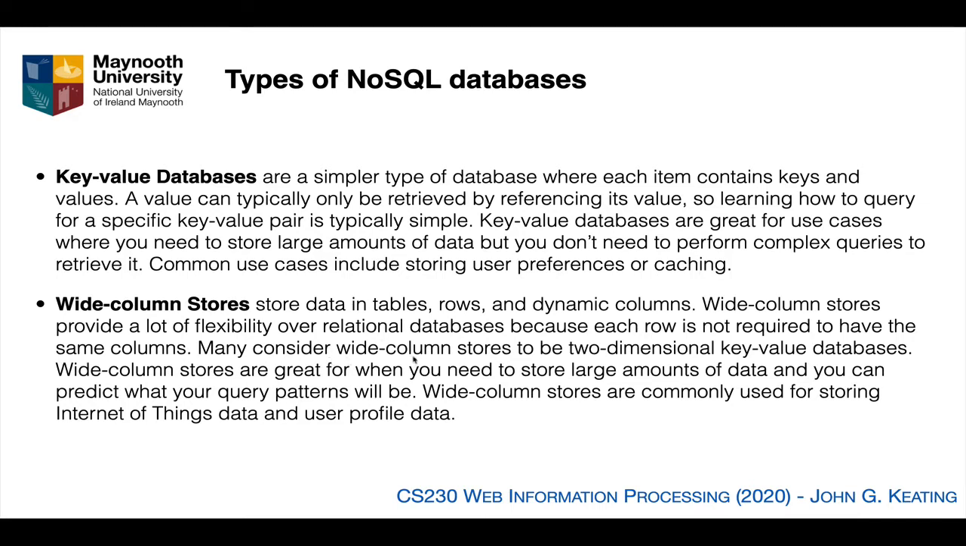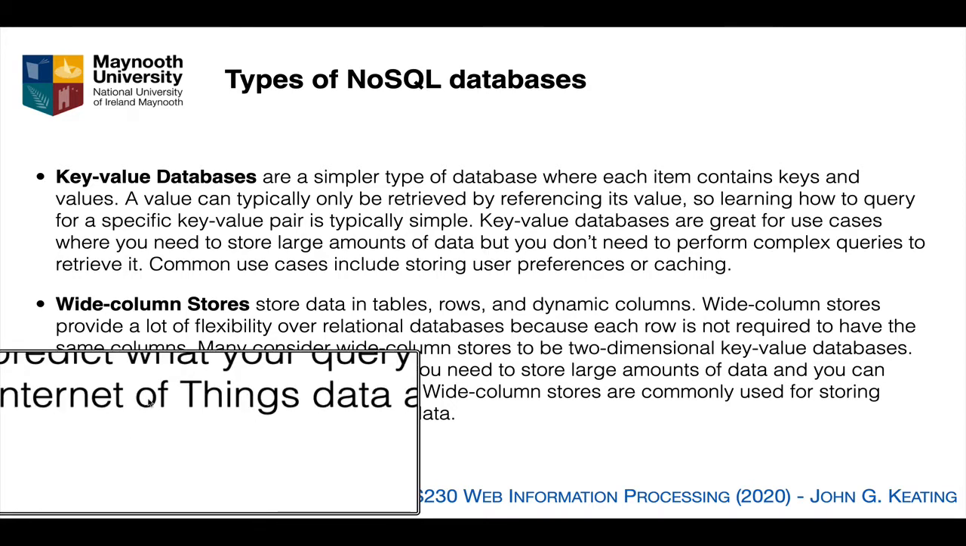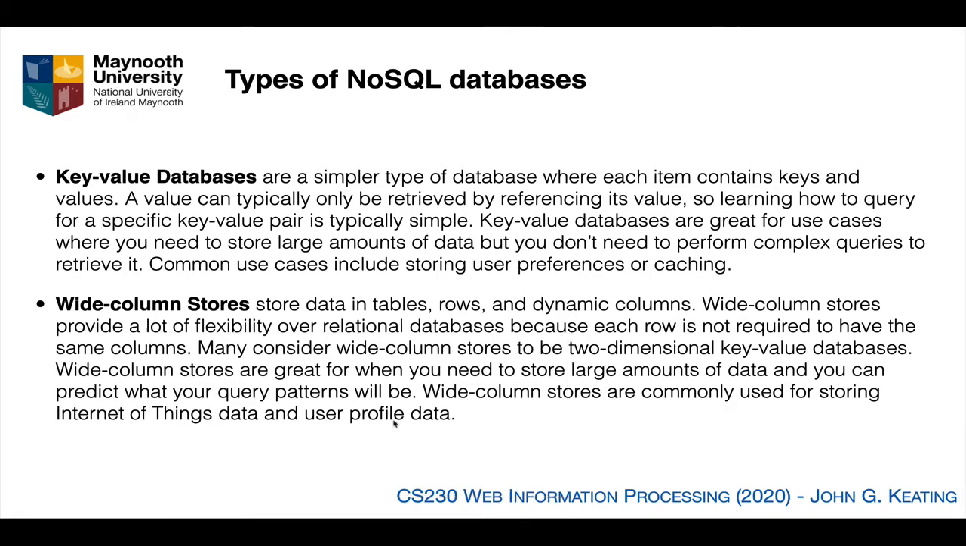So many consider wide column stores to be basically two-dimensional key value databases. That's the way to look at it, okay? They're great when you need to store large amounts of data and you can predict what your query patterns will be, and wide column stores are commonly used for storing Internet of Things data and user profile data. The Internet of Things is where you connect your fridge, your toaster, your vending machine, your alarm, your baby monitor, all of that stuff, or something that you're wearing, to the internet and make it available.